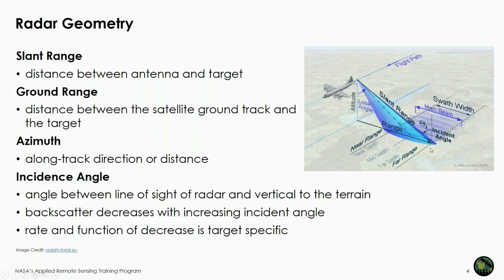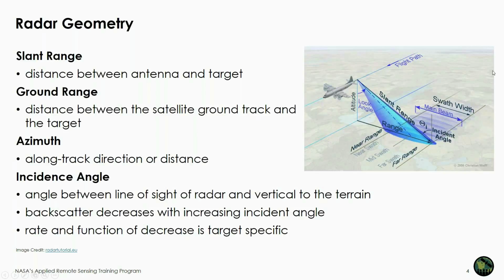Ground range is the distance between the satellite track. So if we take a perpendicular line directly below the antenna, the ground range is that distance between that point and the target. So that's the range direction, that is the cross-track direction. The azimuth direction is the along-track direction, or the along-track distance in a radar image.